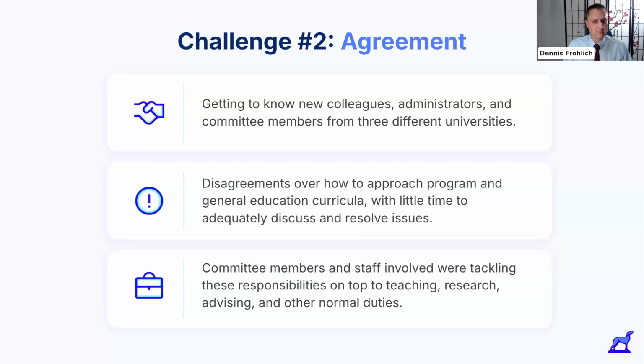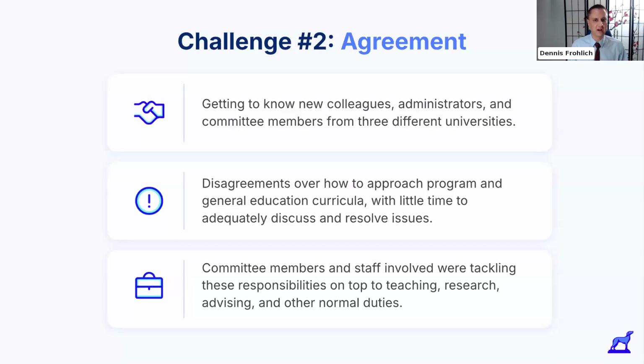Second challenge was agreement, getting everybody on the same page. We had to get to know all new colleagues, all new administrators. We got to get to know your new dean, new provost, new president, etc. There were different cultures on the three campuses. Mansfield and Lock Haven were smaller campuses by faculty numbers and student populations. So the faculty were a little bit more intimate with each other. They knew each other very well because there were fewer of them compared to Bloomsbury, where I'm at, which was a larger campus. And so getting to know people was difficult.